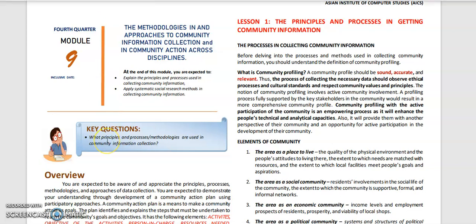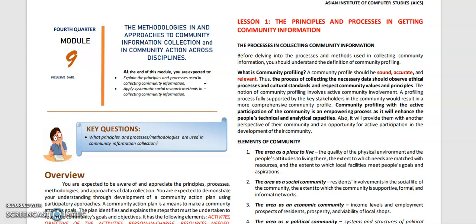Good day, students. So today we are on the module 9 topic in SSC 112, which is the methodologies and approaches to community information collection and information action across disciplines. At the end of this module, you are expected to explain the principles and processes used in collecting community information and apply systematic social research methods in collecting community information.